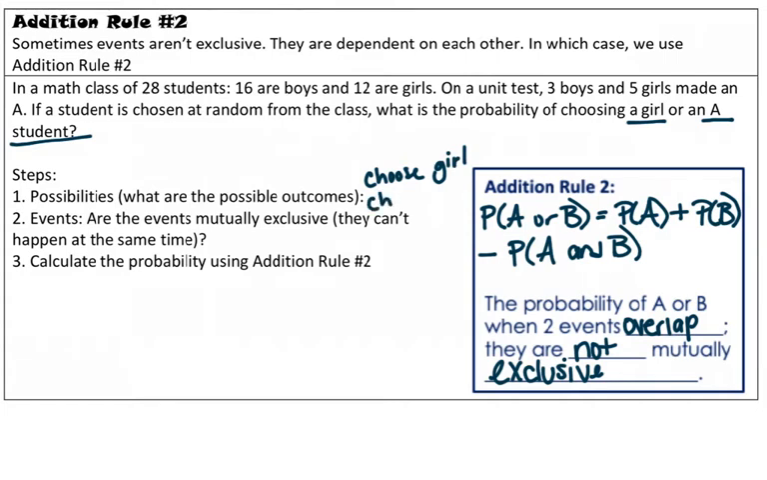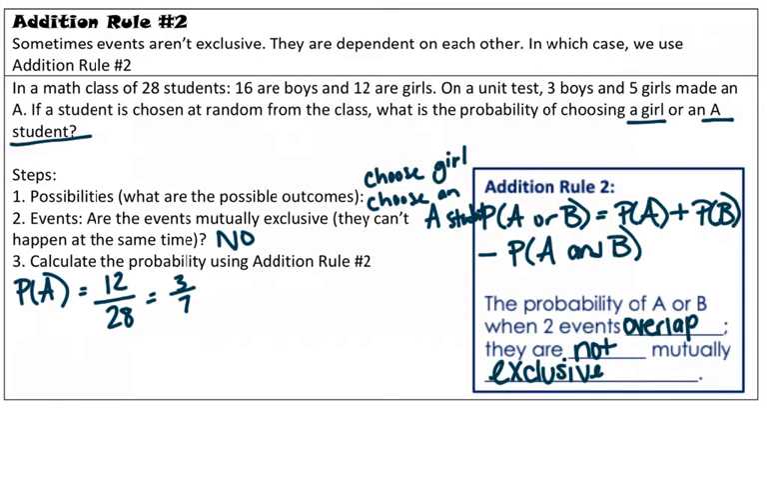Alright, or you can choose an A student. Are the events mutually exclusive? No, because you can be a girl and an A student at the same time. So here's what we're going to have to do. We're going to calculate the probability. So the probability of being a girl would be 12 out of 28, which is 3 over 7.